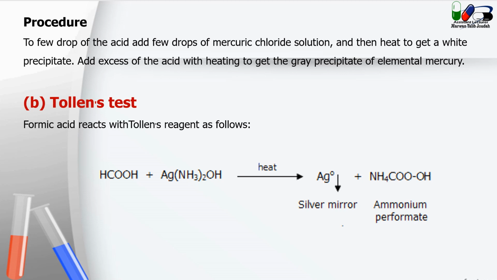The procedure: a few drops of the acid are added to a few drops of the mercuric chloride solution and then heated to get a white precipitate. Add excess of the acid with heating to get a gray precipitate.